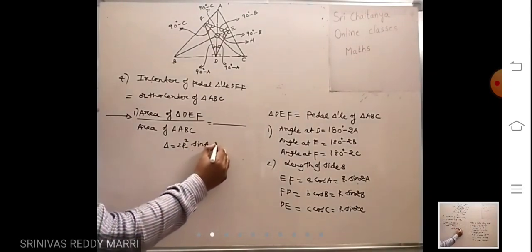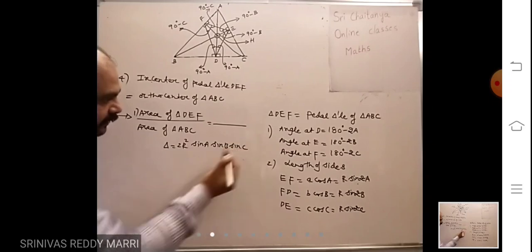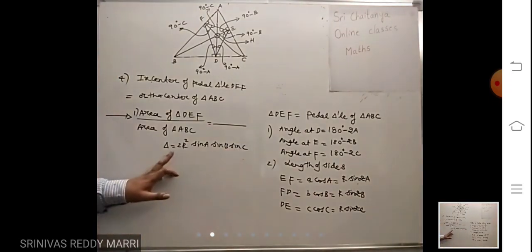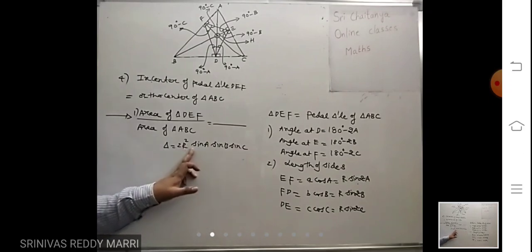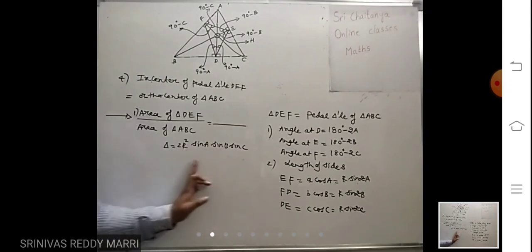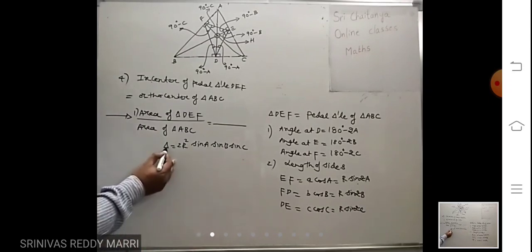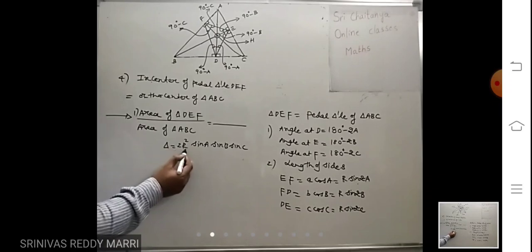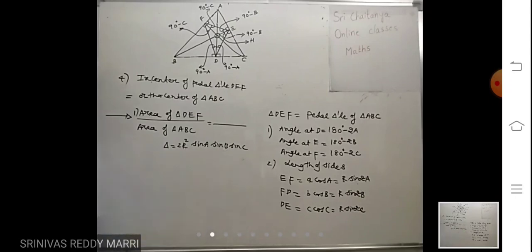In triangle ABC, what is the formula? 2R square sine A sine B sine C. Do you remember this formula? When you know R and all the angles, we will use this formula to calculate the area of a triangle. For any triangle, this is the formula: 2 into circumradius square into sine of one angle, sine of another angle, sine of another angle. Now for triangle DEF, I am writing the solution.